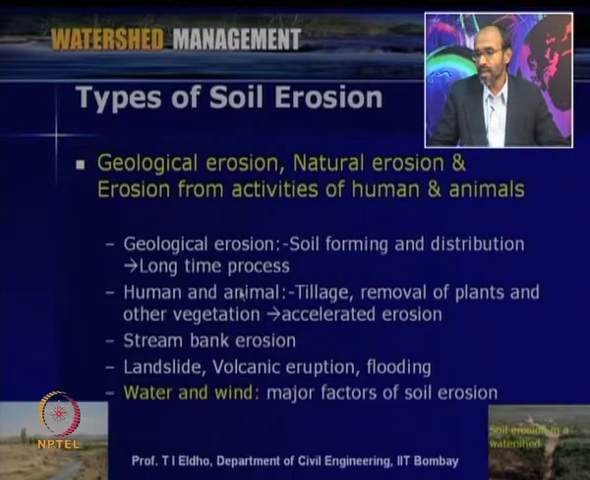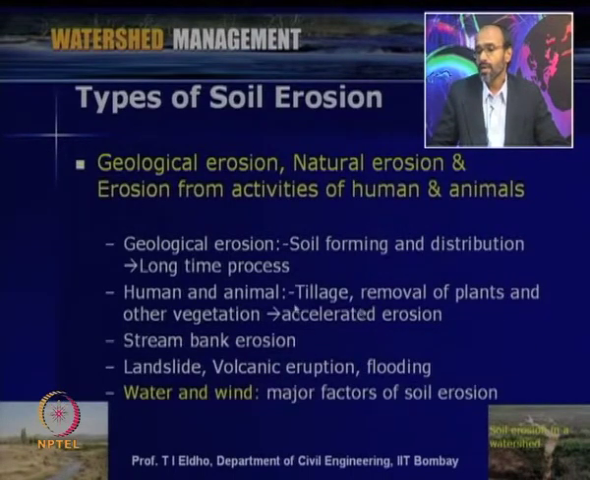Then human and animal related soil erosion, like tillage. That means when we plow the land, then when the rain comes, a lot of soil erosion takes place. Then removal of plants and other vegetation, so this all causes erosion in an accelerated way. So, this we can classify as accelerated erosion.